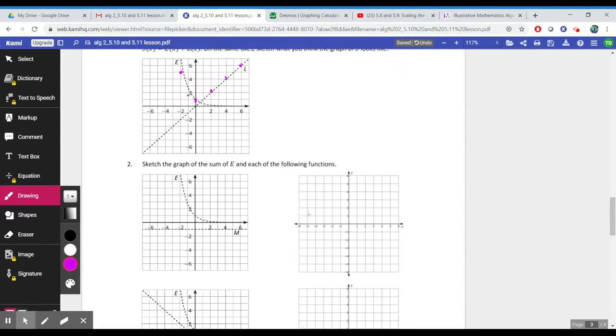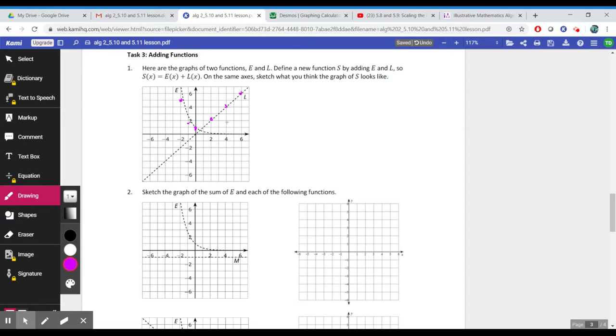All right, so I went ahead and repeated that process for 4 and 6, and then I wanted to know a little bit more about what would happen at -1. So I just added the outputs of both E and L when X is -1, and I got a number that is in between 1 and 2. So now I have an idea for what this graph would look like.